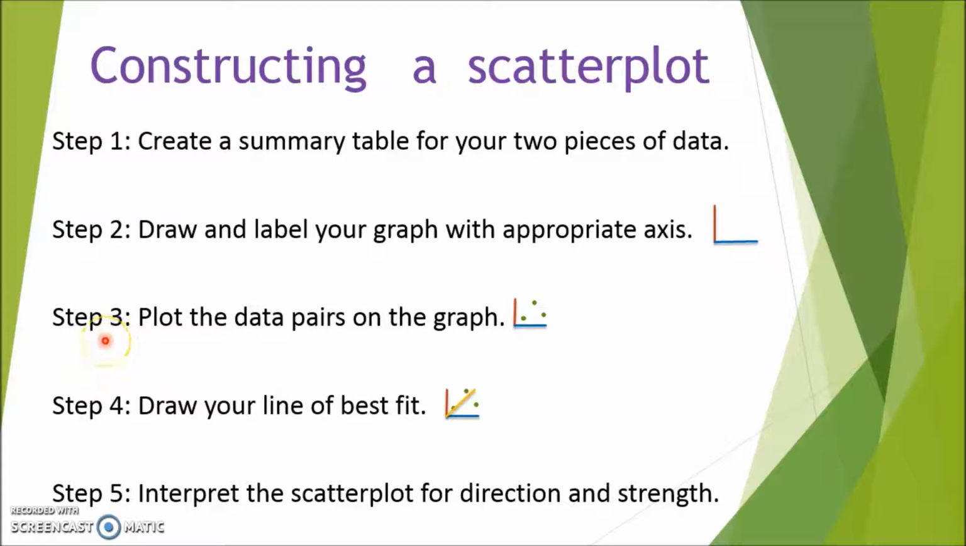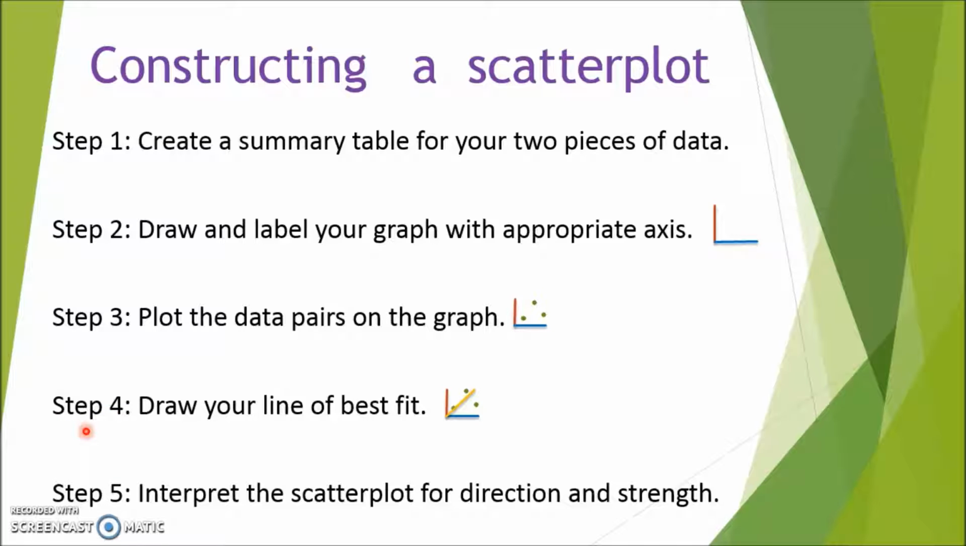Step 3 is where you go into the plotting of the data points or pairs on the graph you just drew. This usually takes the form of a dot, as seen in the little graph here, these little green dots. Now it is critically important that you do not connect these dots or pairs, or else you would be making a line graph, which is totally wrong. Just remember, for step 3, you plot the data points on the graph and that's it. Do not connect them.